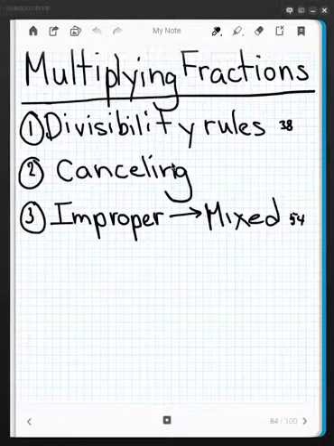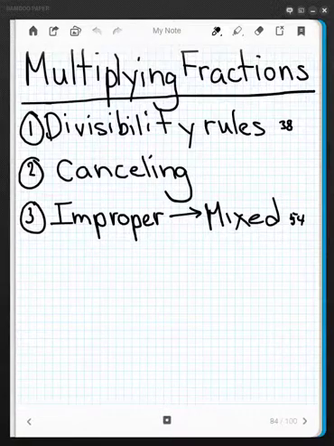All right, before we discuss multiplying fractions, which is one of the easiest operations in fractions, we need to review a few things: divisibility rules, how to cancel, and how to change an improper fraction to a mixed number. So let's go ahead and do that right this minute.